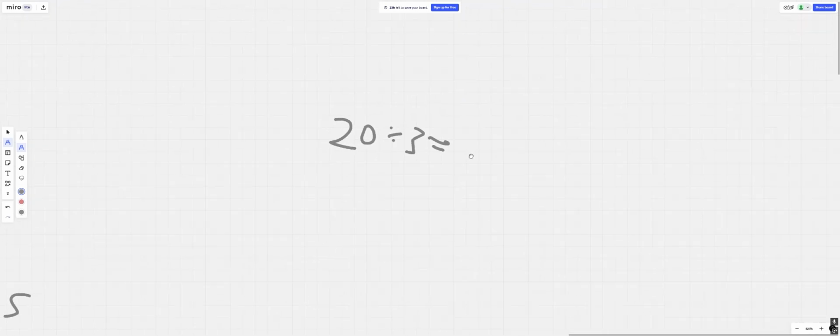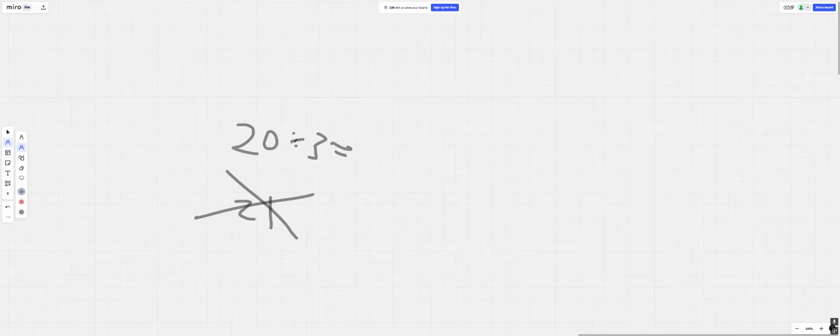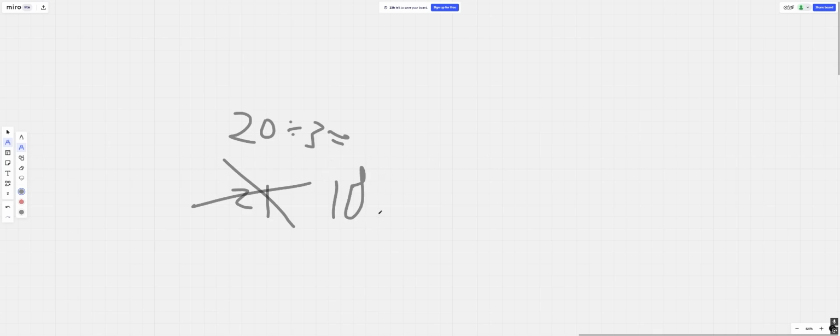Let's say you have 20 divided by 3. That's obviously not possible. So let's keep on adding to see the closest one. The closest one would be 21, but that would be higher than the original number, which is 20, so let's cross that out. What we are actually looking for is the closest number that's lower than 20, so that would be 18.